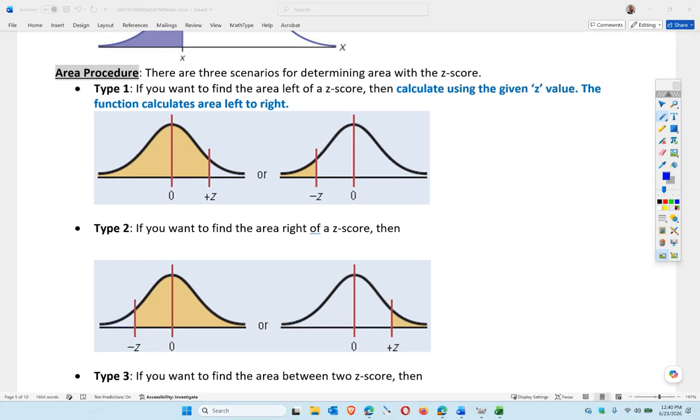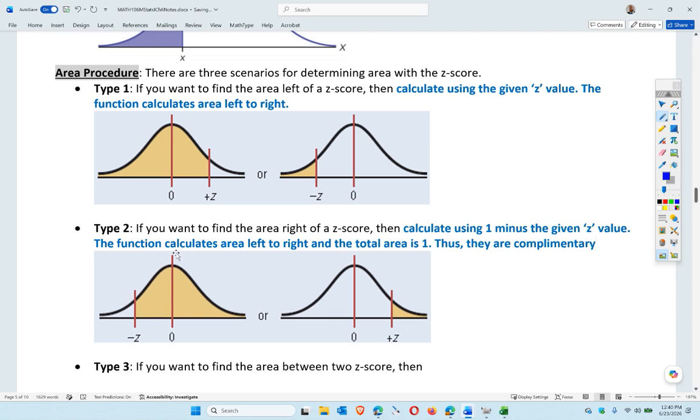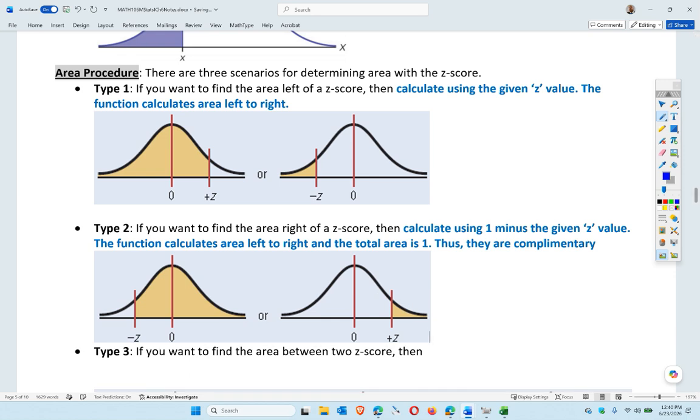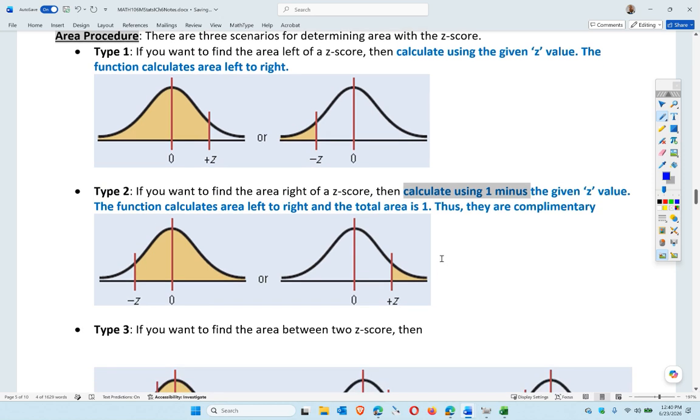So essentially what you want to do is calculate the area using the z-score, but in this case do 1 minus the given z-value, because the area is left to right. They're complementary, essentially. Because if this is 70, this is 30. If this is 60, this is 40. It's complementary, so you can use the 1 minus rule. Okay. So the first one you don't have to think, just do it. It's pretty straightforward. The second and third one you have to do a little bit of work because this one you have to think about the fact that it's 1 minus, because again calculus only works left to right.